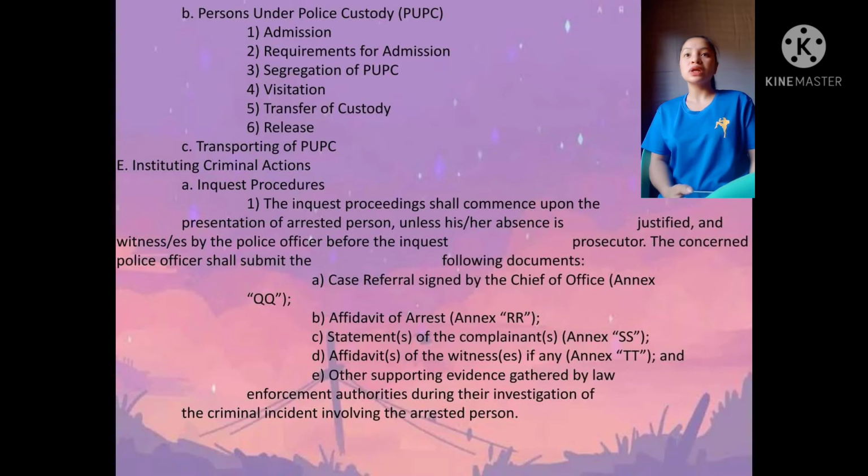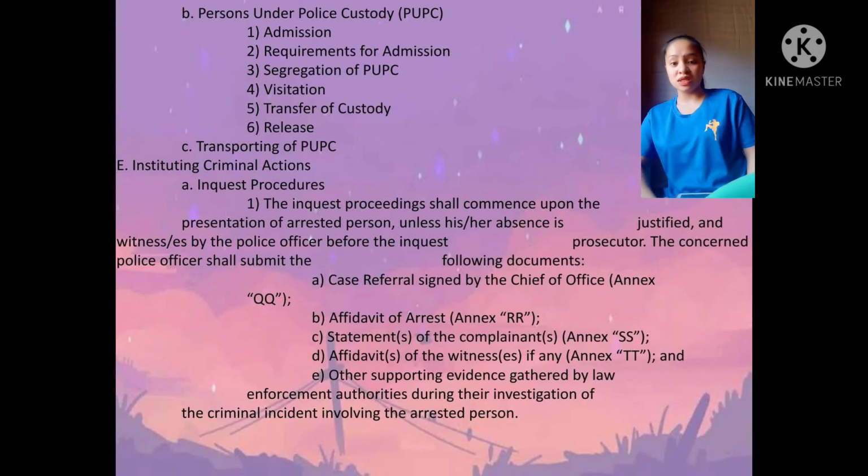Okay, so before releasing that, the person detained should undergo another medical examination. This is to ensure that he didn't have any injury during his stay or during his detaining days at the police custody.